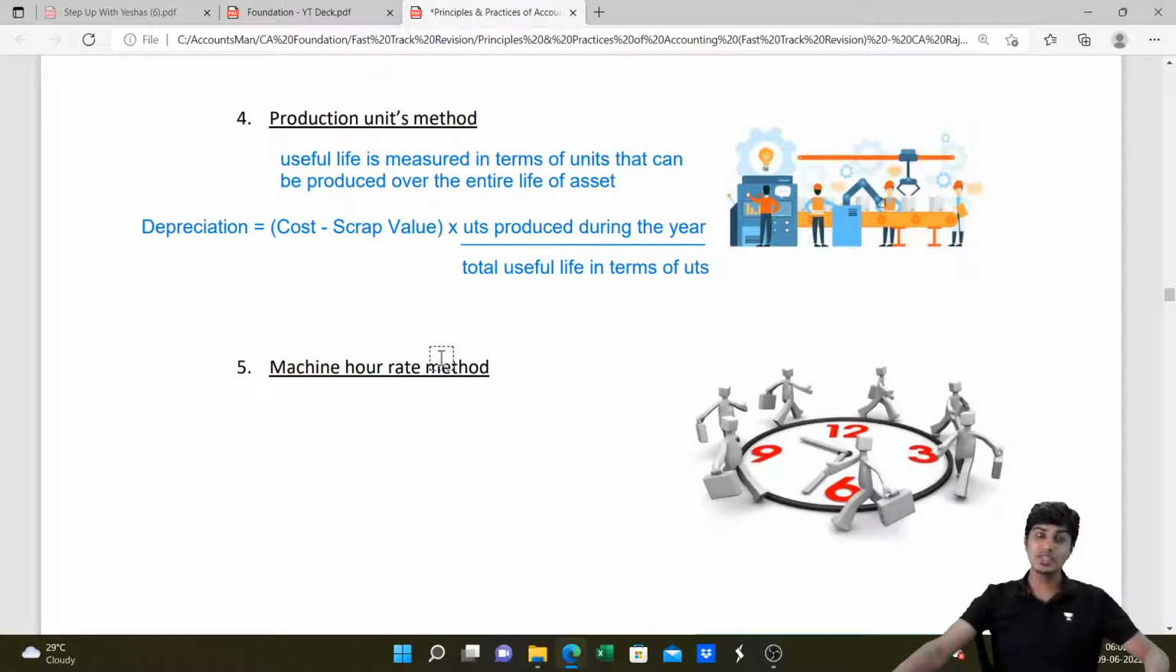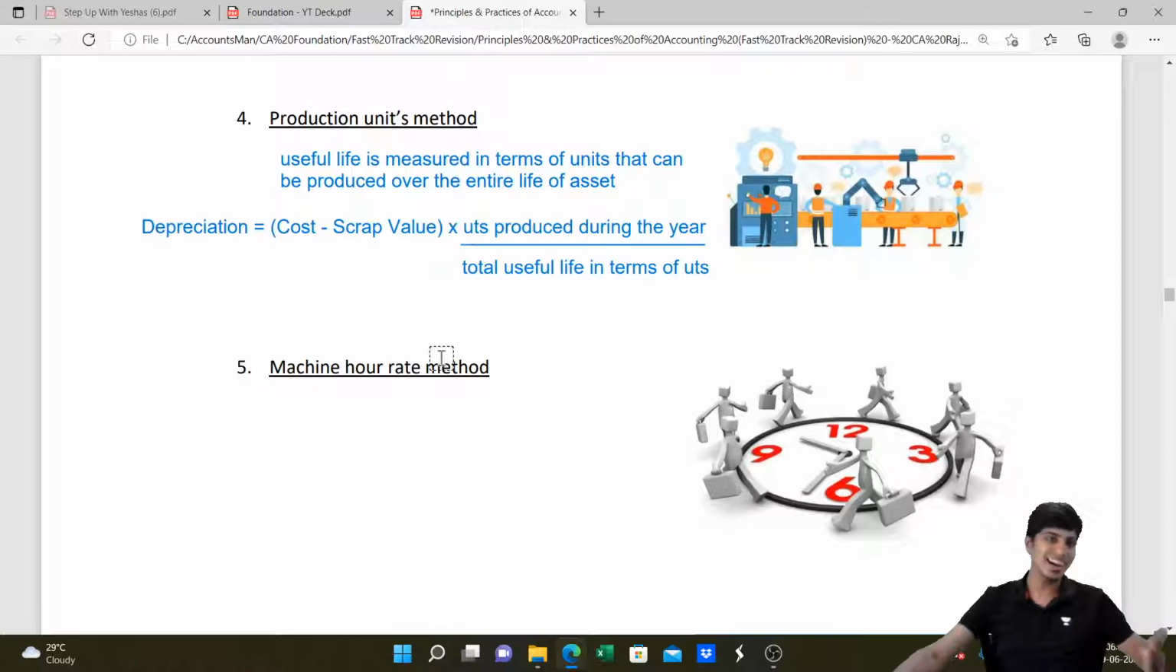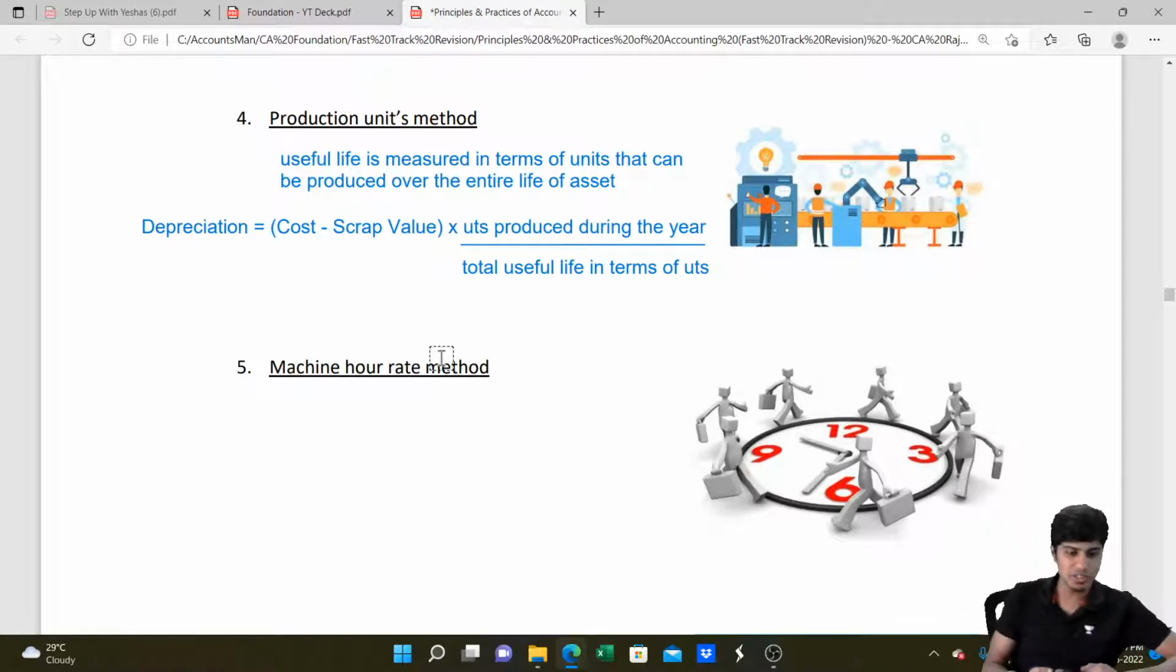This is one of the methods which is recommended under the accounting standard on property, plant and equipment. And this is the method to be followed in a production intensive unit. If there is any production intensive unit, they must follow this method to get the correct valuation or correct method of depreciation. This is the most appropriate one for that kind of unit.